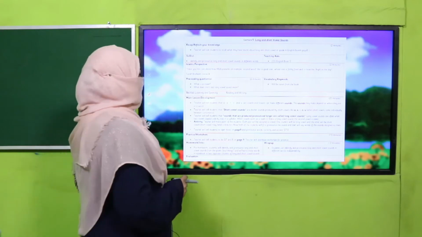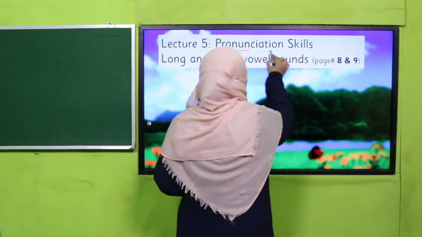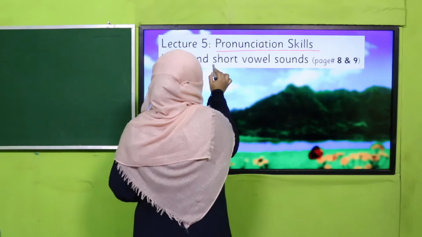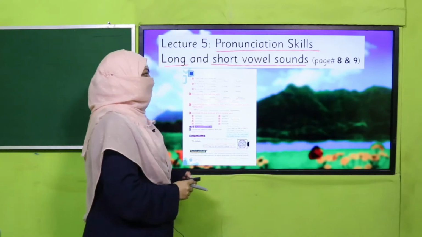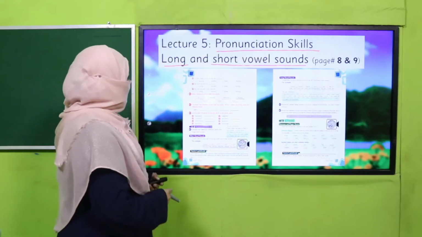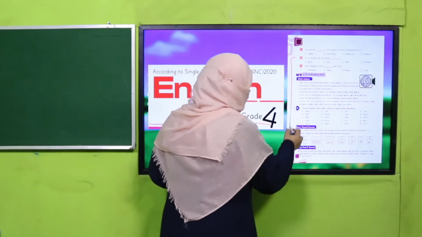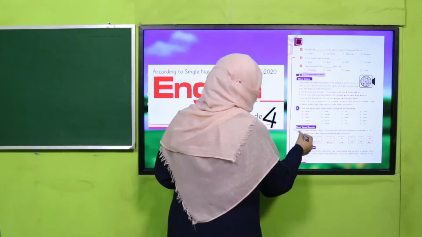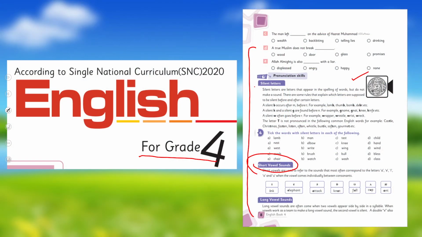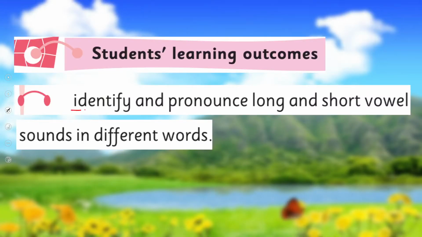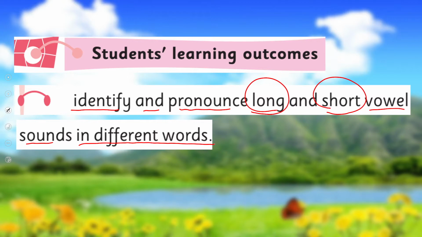Yes, my dear students, under the title of pronunciation skills, we are going to learn about long and short vowel sounds. We'll cover pages number 8 and 9 of your book. Before this, in English for grade 4, I have already taught you the long and short vowel sounds. I hope you remember. If not, you may watch this video again. So today we'll learn further and we'll identify and pronounce long and short vowel sounds in different words. This is our today's SLO. Let's start with the name of Allah subhanahu wa ta'ala.